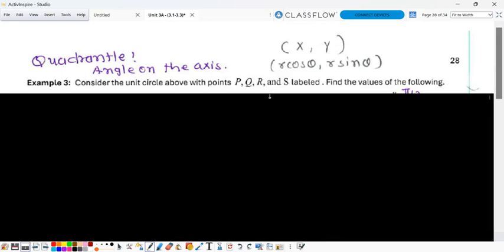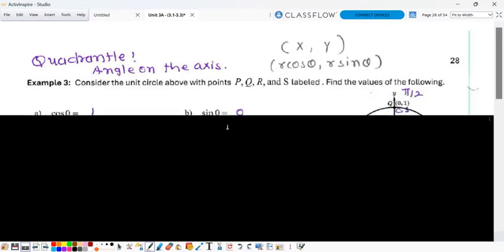This says consider the unit circle above with the points P, Q, R as labeled and find the values of the following. Now, if you look at these points, they are sitting right on the axis. Any angle sitting right on the axis, for example here Q, and P and R, we have a special name. We call them quadrantal because you don't know which quadrant it goes into. They are right at the border of the quadrant. Like this is the first quadrant, but if it is sitting right at the border, how do you know whether it's quadrant 1 or quadrant 2? So that's why we call them quadrantals.